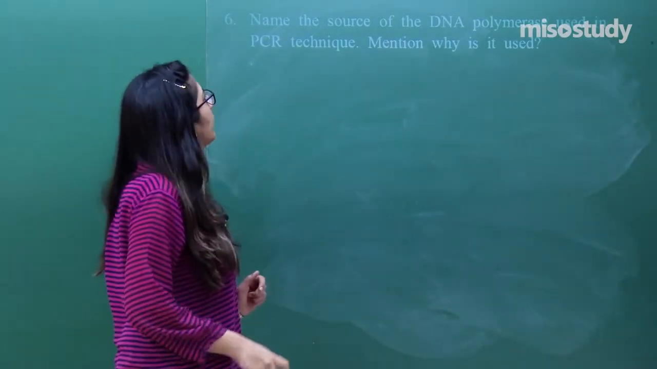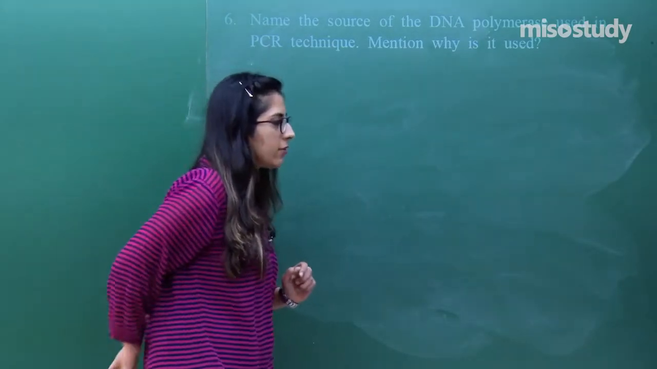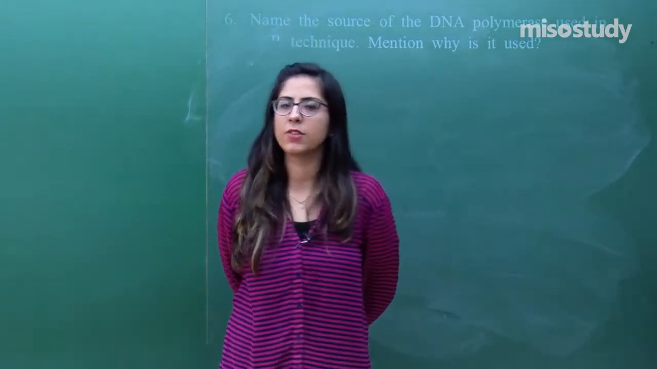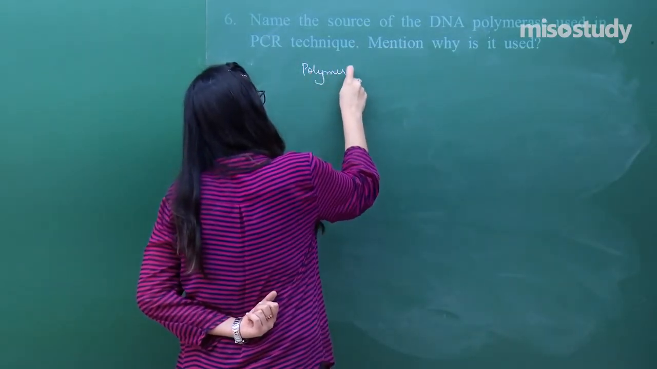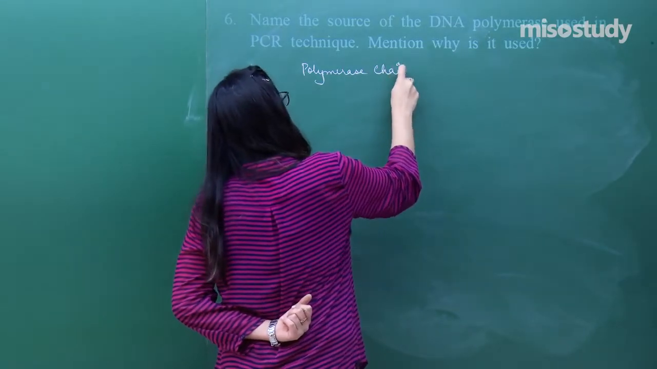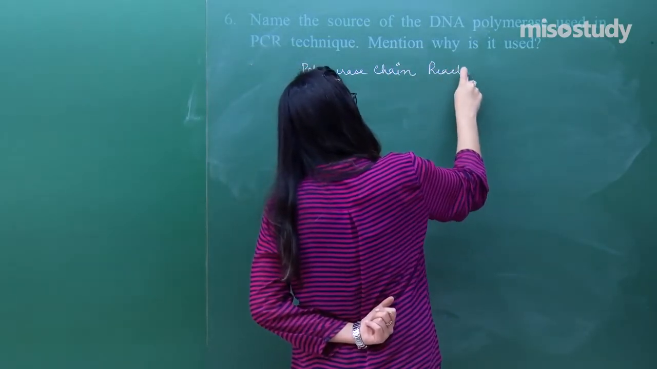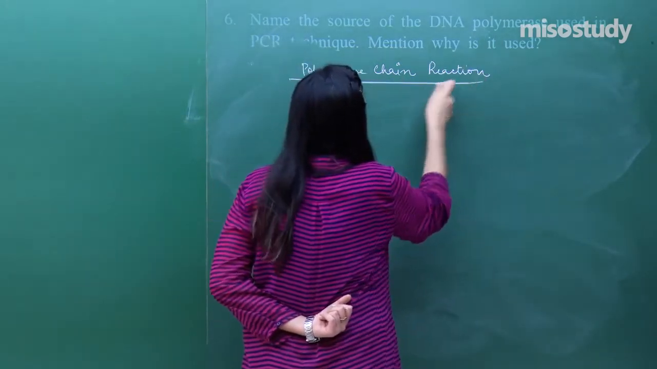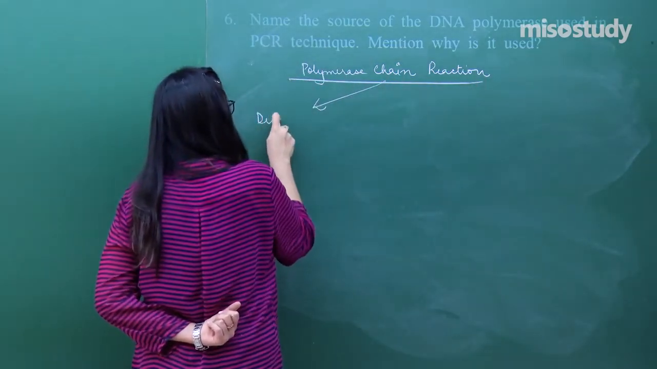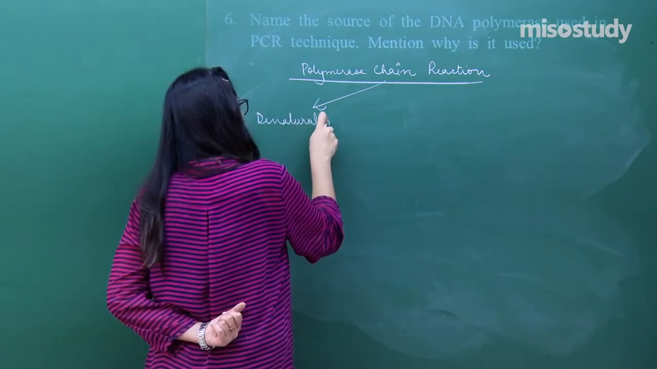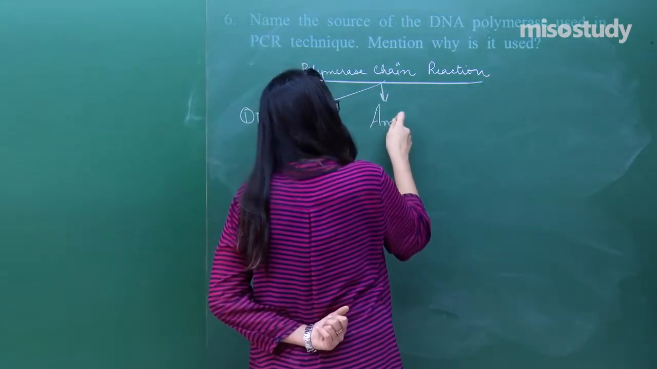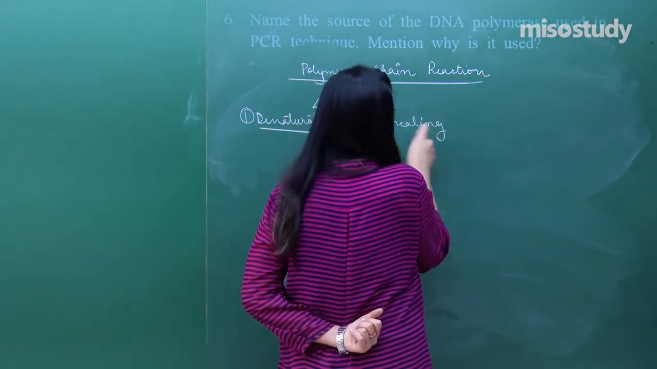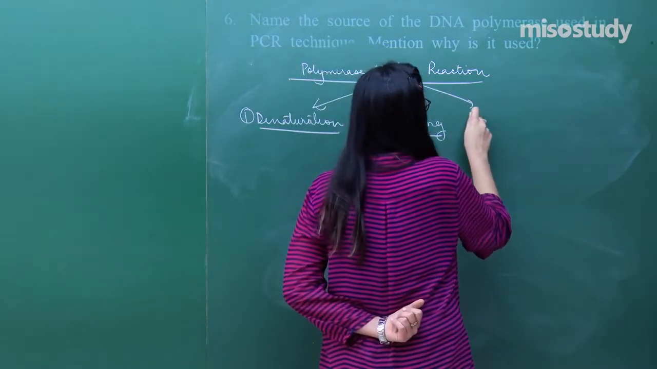Name the source of DNA polymerase used in PCR technique. Mention why it is used. PCR is what? Polymerase chain reaction. And polymerase chain reaction has 3 steps. One is called denaturation, second is called annealing, and the third one is called extension.